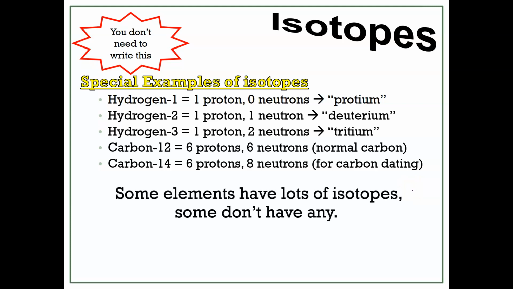Some elements have lots and lots of isotopes, and some don't have very many. So it's nothing I would ask you. I wouldn't ask you how many isotopes does lithium have. I wouldn't expect you to know which isotopes exist. I may ask you what the most common isotope is, and you would find that by looking at the periodic table, but that's probably about all I would ask you.